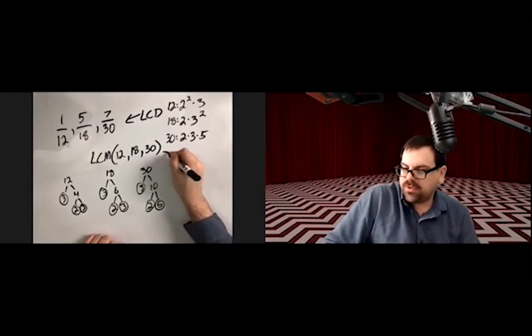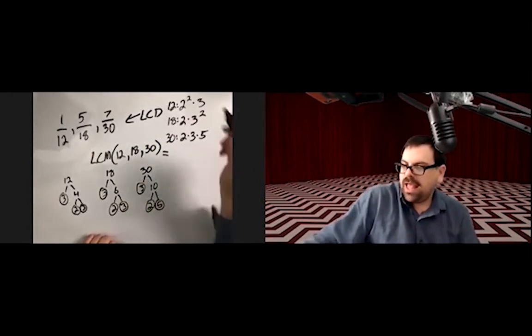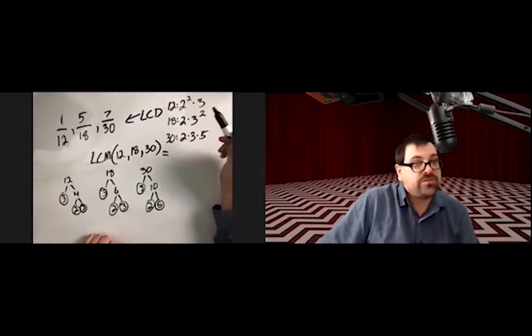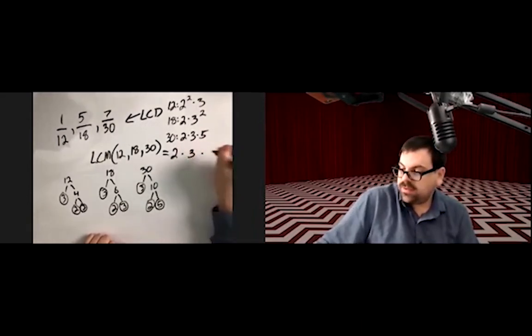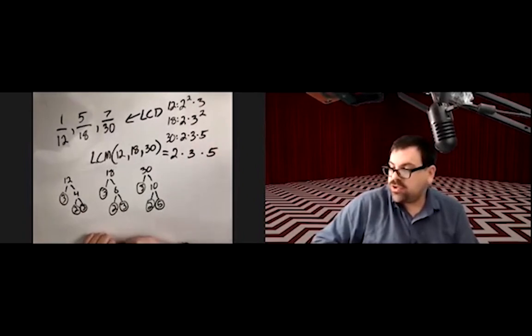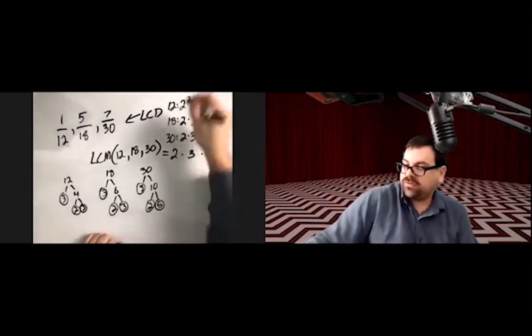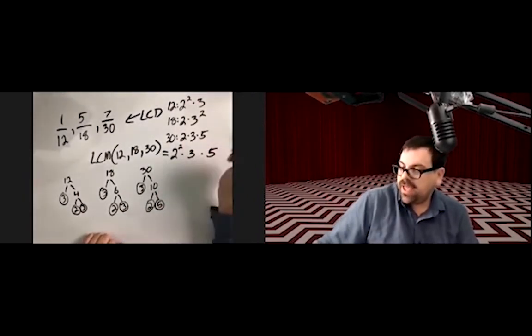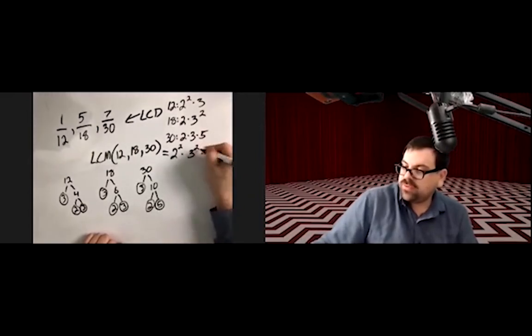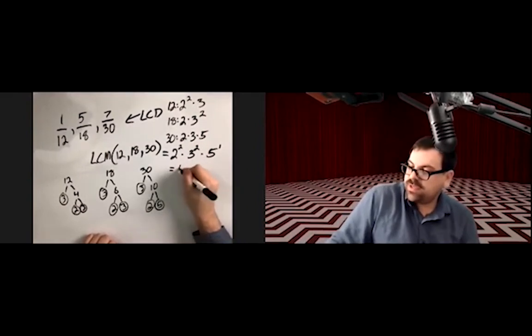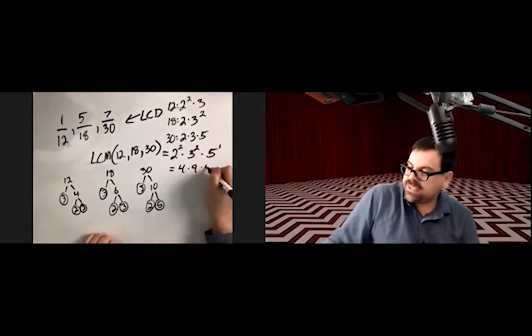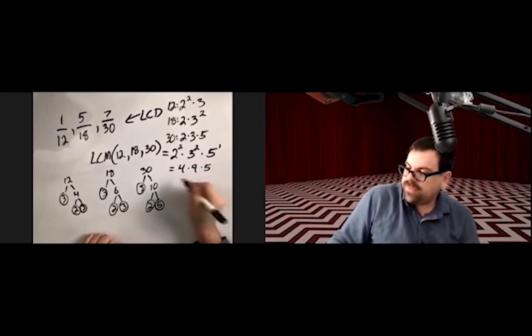So for the least common multiple, every factor we have, we have 2s, we have 3s, and we have 5s, to the highest powers shown. Highest power of 2 is 2 squared. Highest power of 3 is 3 squared. Highest power of 5 is 5 to the first. That makes this 4 times 9 times 5. That makes this 180.